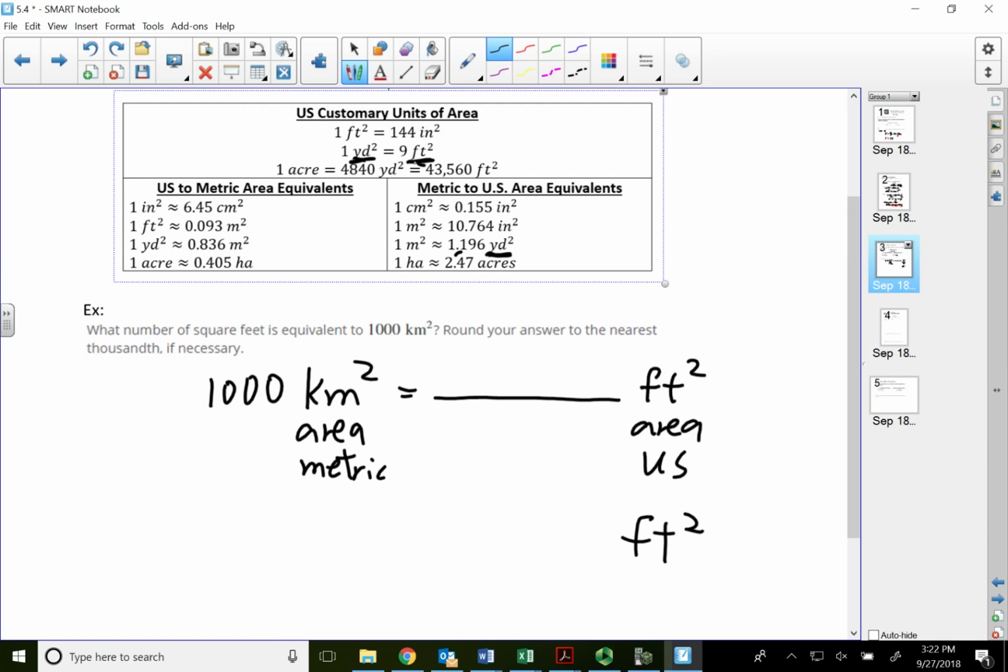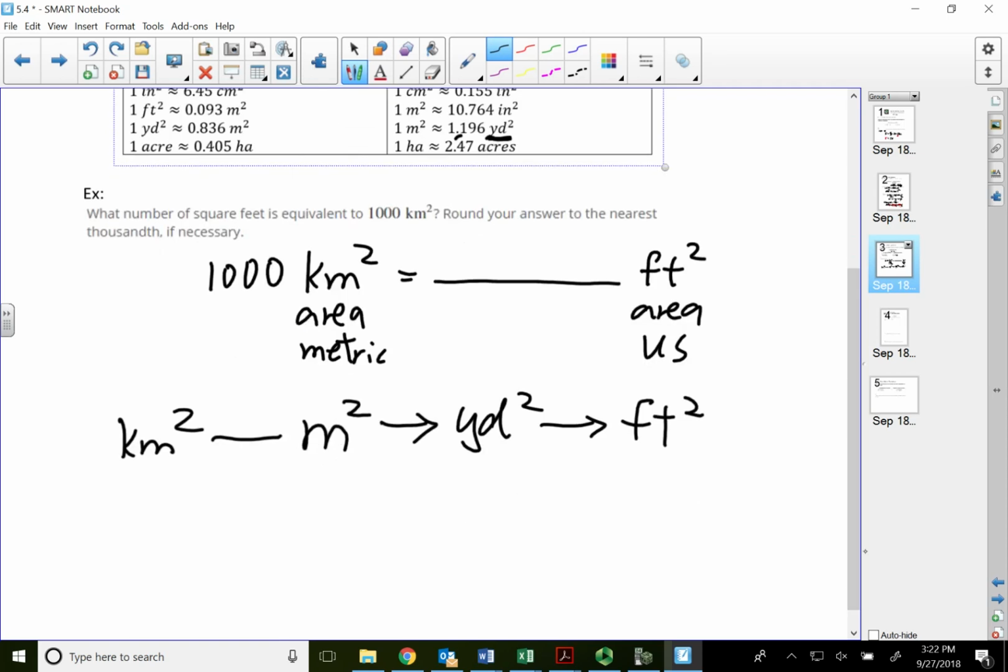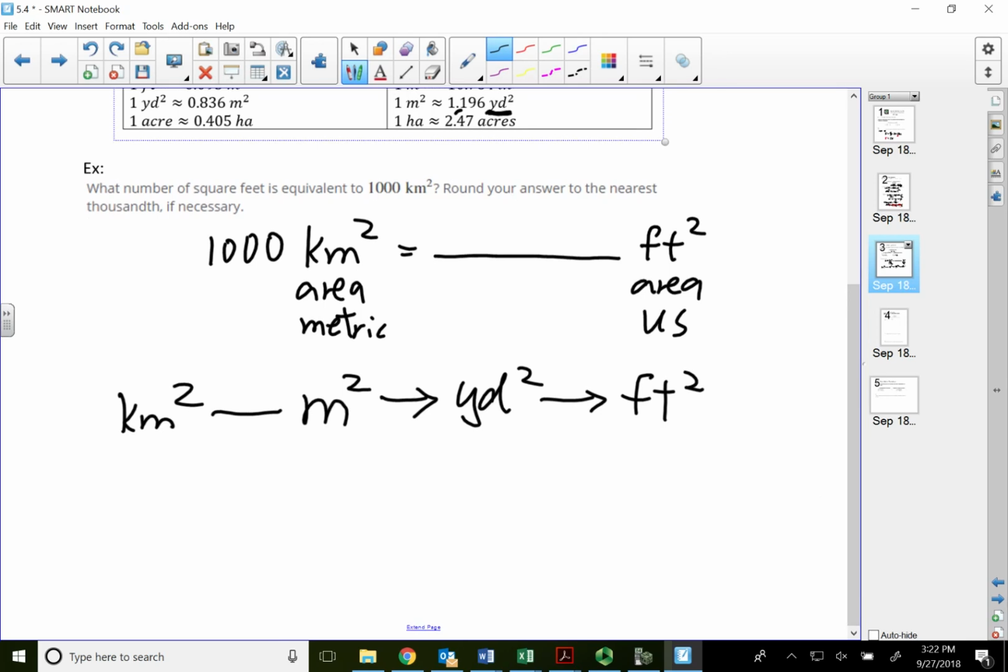So I think it's easier if I come from square yard to square feet. Now the question is, I know I'm starting at square kilometer, and what I have here is square yard to square meter. So somehow, if I can go from square kilometer to square meter, then I can go to square yard, which then I can go to square feet. That's the thing we have to think about when we go from where we start to where we end: do I need to go through somebody else?